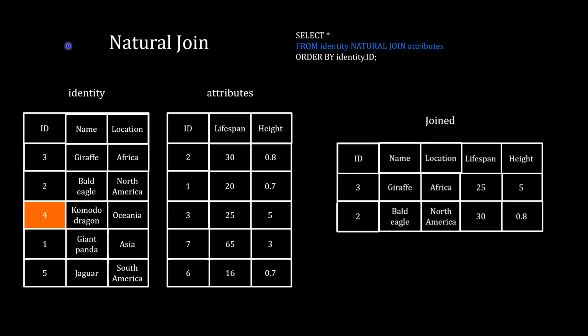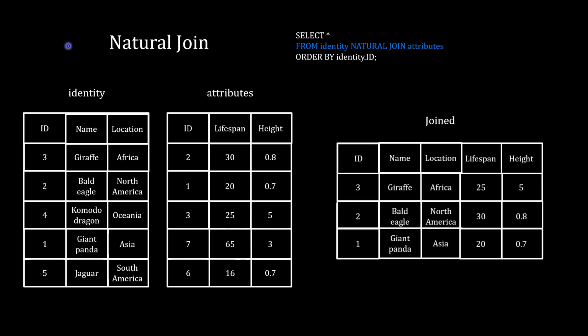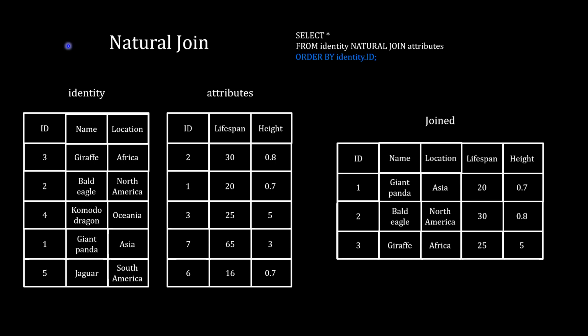When we get to 4 in the identity table, we can see that there isn't a match, so we're going to ignore it, and we're going to move on, and we're going to see that 1 is found in both the identity and the attributes table, so we're going to combine these into a new record in the join table, and 5 is not found in the attributes table, so we're going to ignore this. And then once again, I've added an order by clause just to neaten everything up, so that's how it would be ordered in ascending order from top to bottom with the IDs 1, 2, and 3, and that is how you would complete a natural join in SQL.